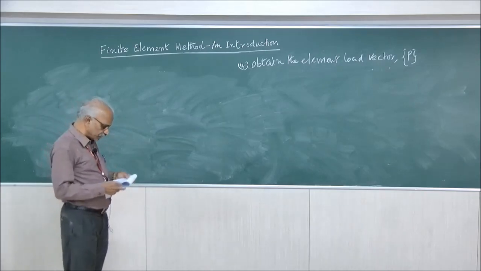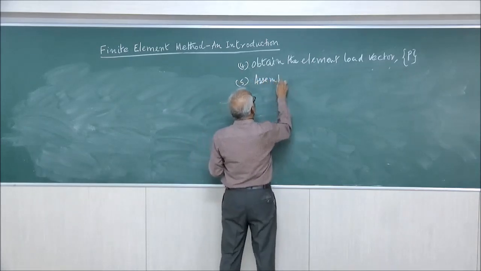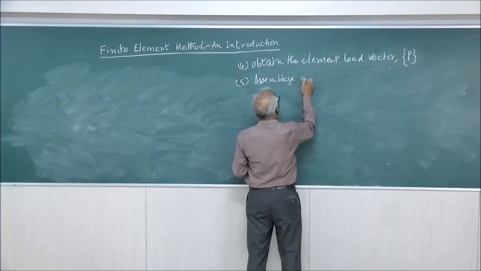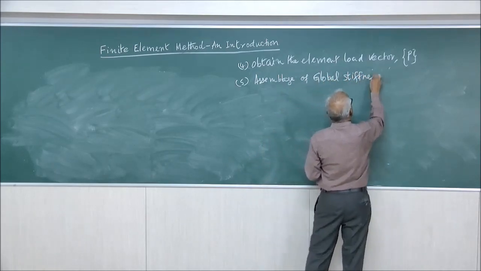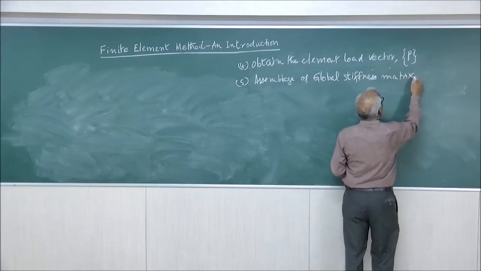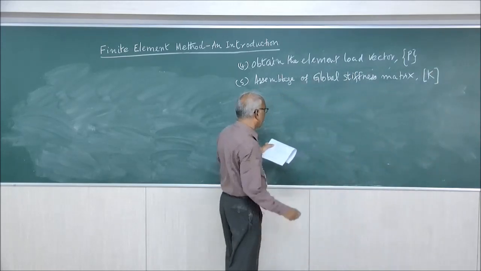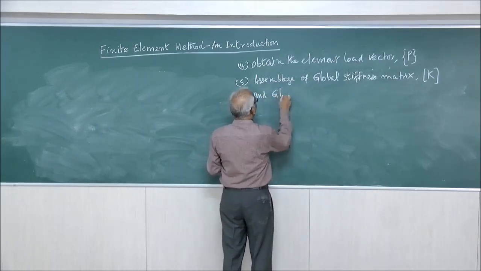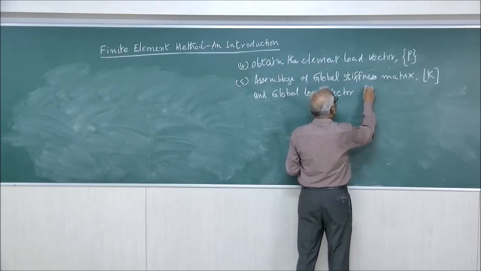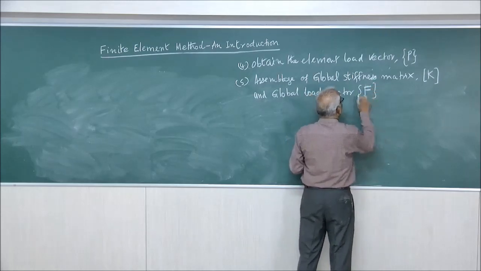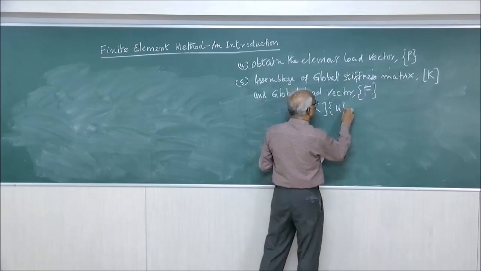Therefore, the next step is assemblage of the global stiffness matrix. Now only we are going to the structure. Assemblage of the global stiffness matrix, capital K. Element stiffness is small k. Getting the value of capital K and the global load vector F. Because for the structure it is capital K into U equal to F.